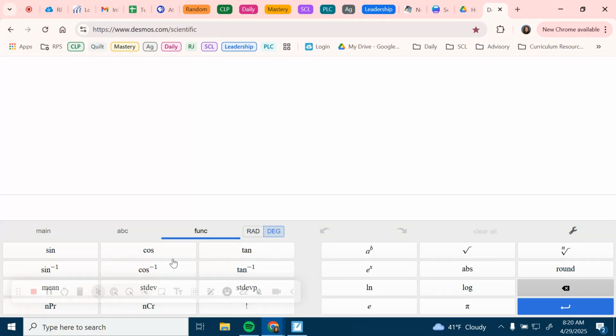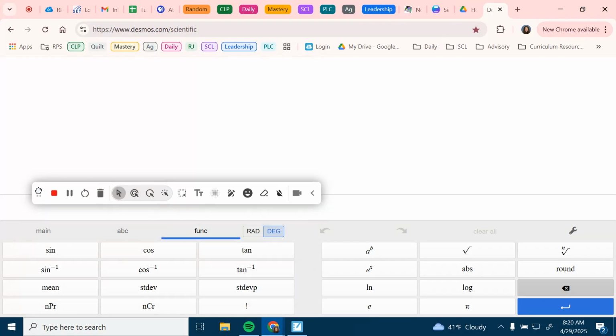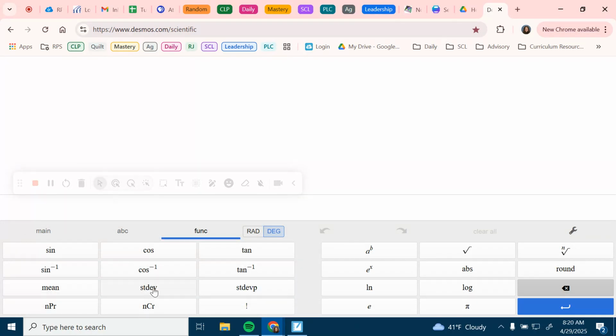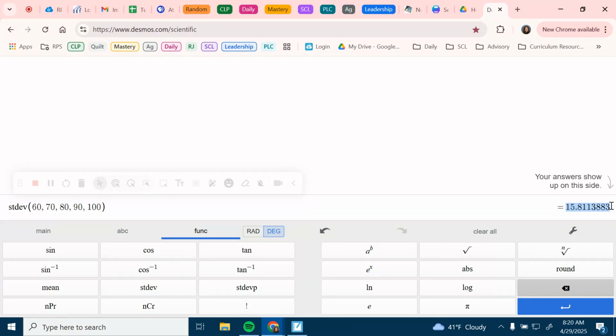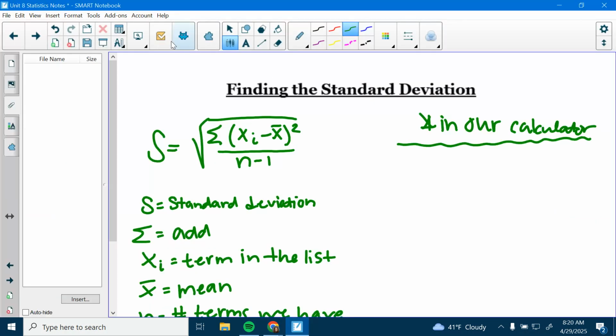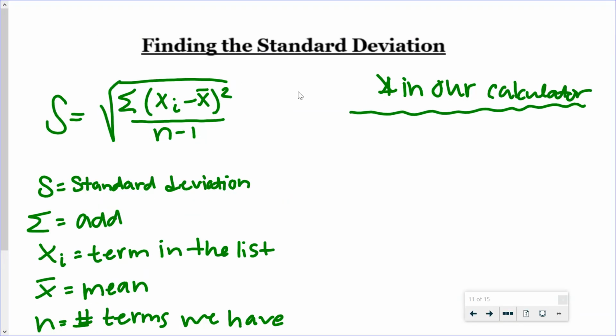Why is this not letting me? This is going to be a problem. Standard deviation, STDEV. And then you're going to type in whatever numbers are in your list. So maybe you have 60, 70, 80, 90, 100. And then it's going to give you your standard deviation value. So you don't have to do the adding up. So you're going to go in your calculator. Desmos Scientific.